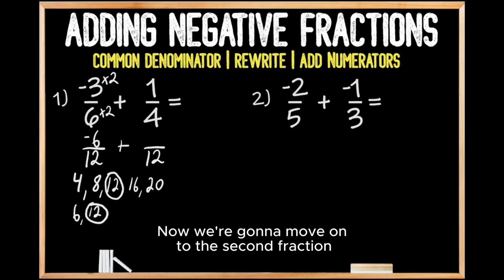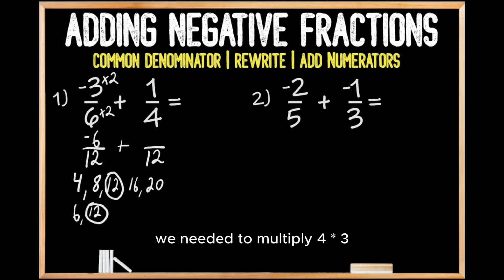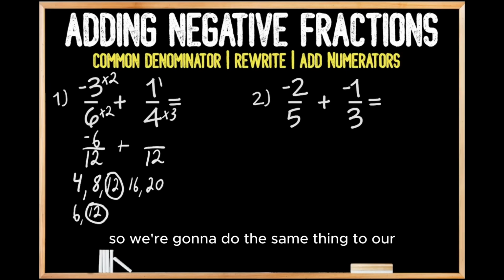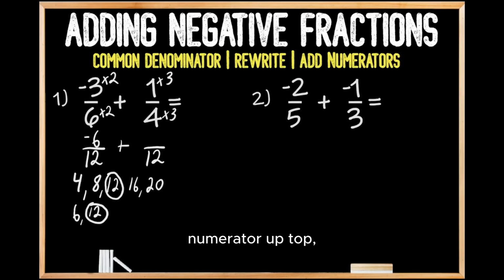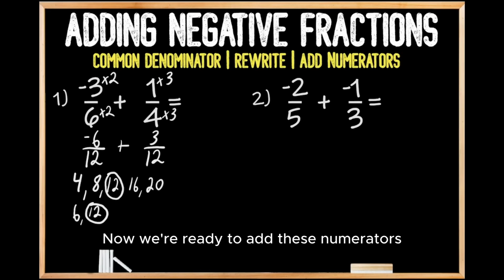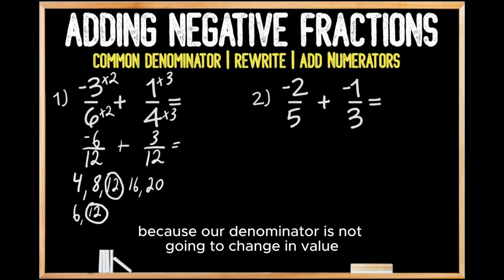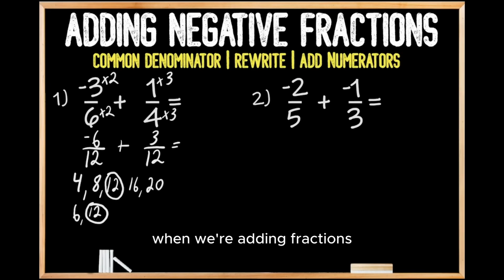Now we're going to move on to the second fraction. We needed to multiply 4 times 3 in order to get the denominator of 12, so we're going to do the same thing to our numerator up top. And when we multiply 1 times 3, we get 3. Now we're ready to add these numerators because our denominator is not going to change in value when we're adding fractions. It's still going to be in twelfths.